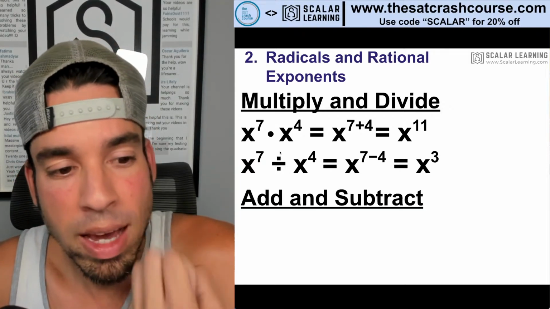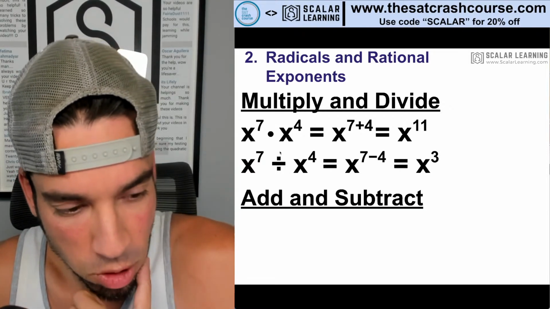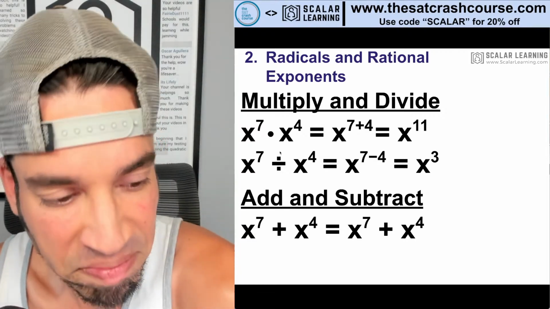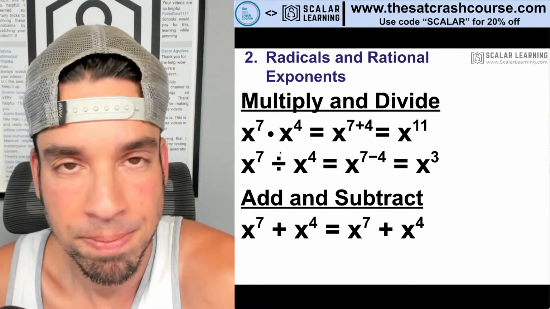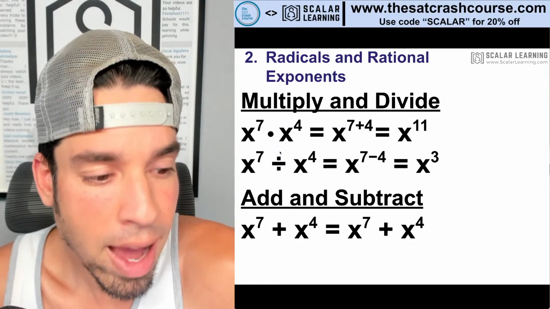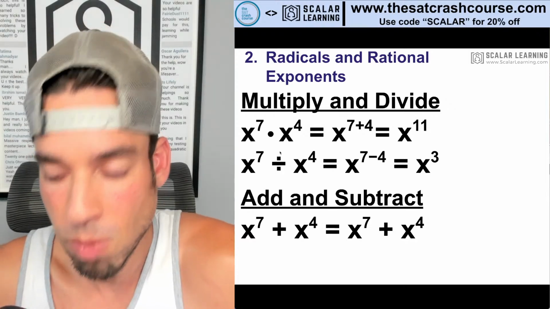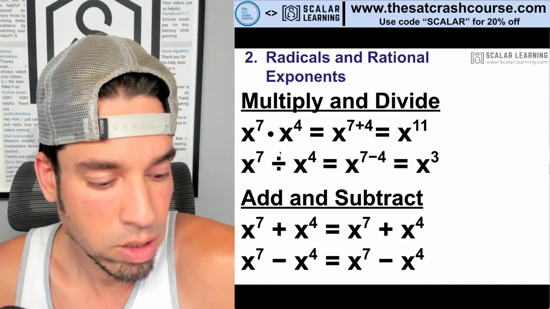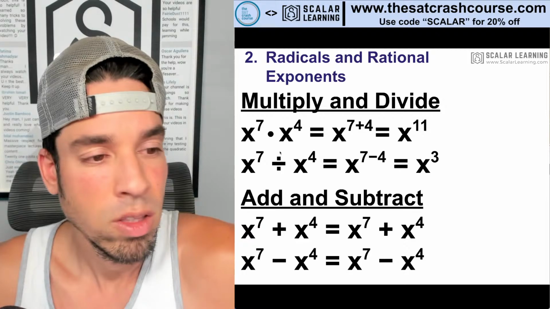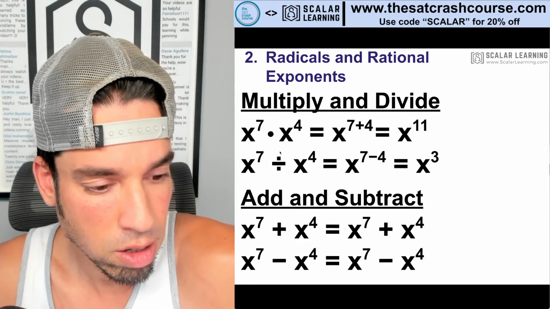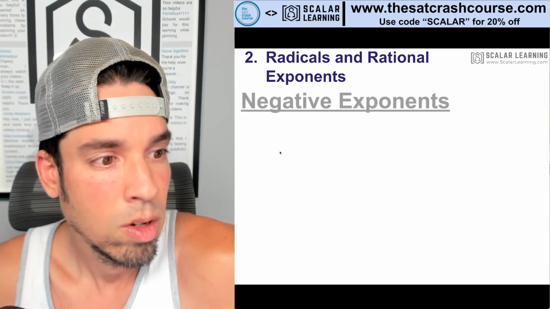Now, what about when we add and subtract variables with different exponents? Nothing. You cannot do anything. When you're adding, those are like different terms. That's like adding x and y. You can't do it. They stay separated. Same with subtraction. No difference there. So I just want to give you that heads up. There's nothing we can do in those situations. You're kind of stuck.